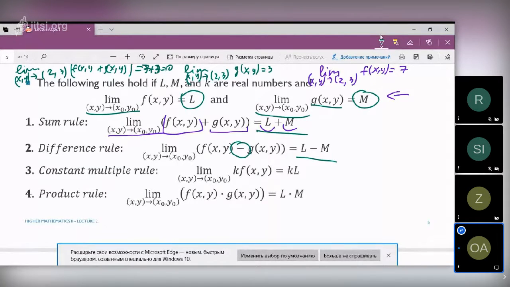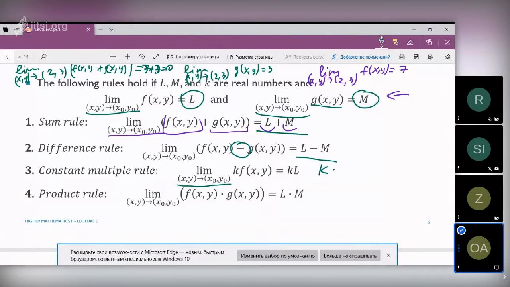And here we have the constant multiple rule. The question says: the limit as (x, y) tends to (x0, y0) of the function k times f(x, y). So we have k itself.